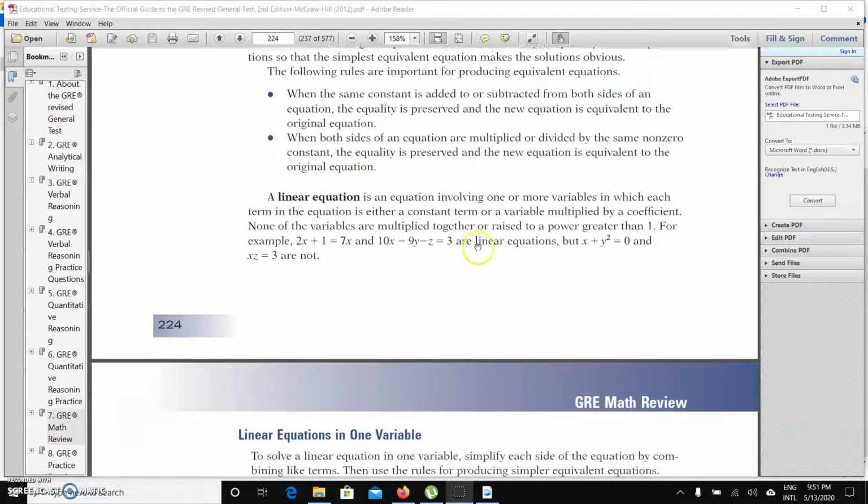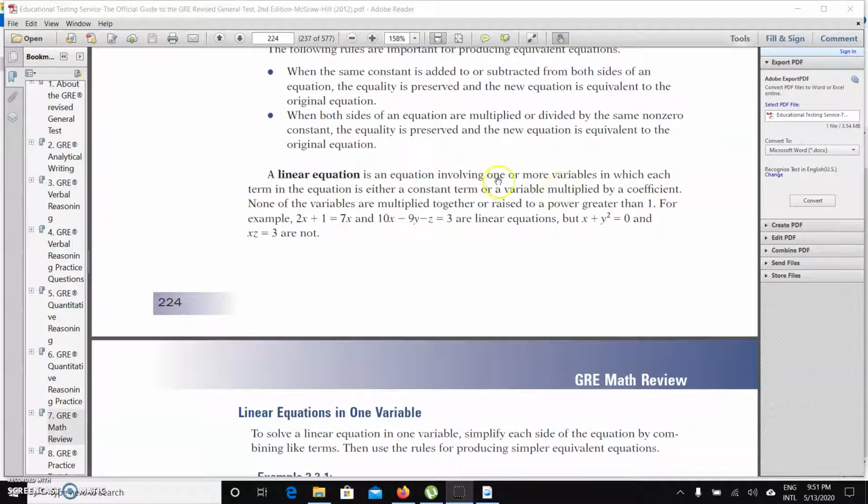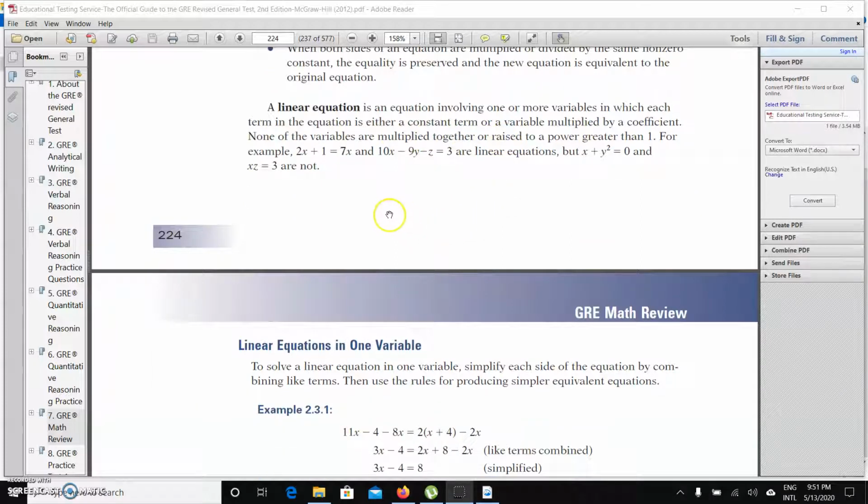Linear equations involve one or more variables in which each term in the equation is either a constant or a variable. Now let me just go deep into this. If you have one variable, like 2x plus 1 equals 7x, you can collect the like terms. 7x will go to this side, that will be minus 7x plus 2x. This one will go to the other side. Solve your equation. Yeah, this is when we have three variables, x, y, and z.